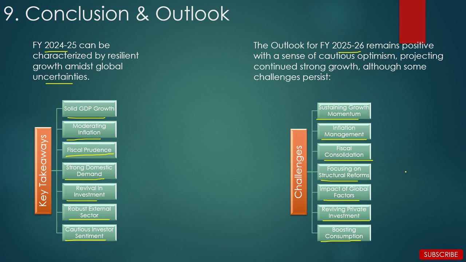So, to sum it all up, financial year 24-25 showcased India's resilience amid global uncertainties with stable economic growth, controlled inflation, and a commitment to fiscal consolidation.